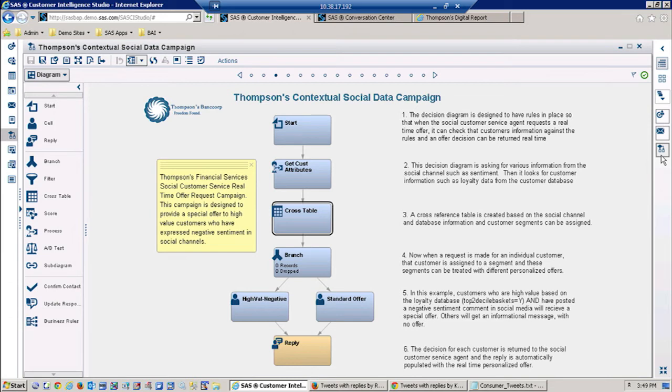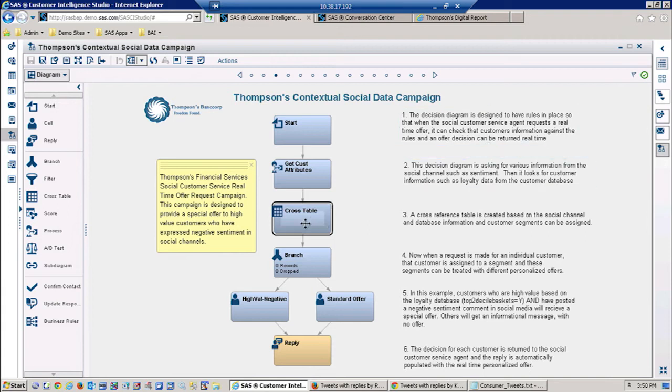So when the customer initiates the contact, right, via the web or the call center, how do they deal with that? Well, they're using a decision diagram here that has rules in place so that when a social customer service agent requests a real-time offer, that customer's information can be checked against the customer database and a next best action or next best offer can be returned.